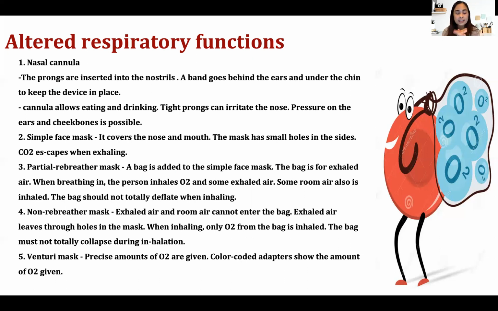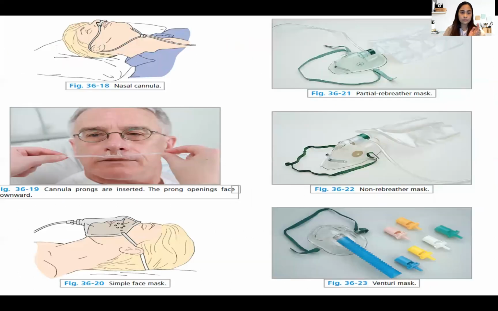Lastly, the venturi mask is precise, as I've told you. The accurate amount of oxygen is given because there are color-coded adapters that show the amount of oxygen given. The color-coded adapter has a number like 2. It means that 2 liters of oxygen you are giving the patient. So it will deliver an accurate amount of oxygen. Sometimes it will say 10 liters of oxygen. So it is the most accurate way of giving oxygen. Okay, so these are the pictures of oxygen devices.